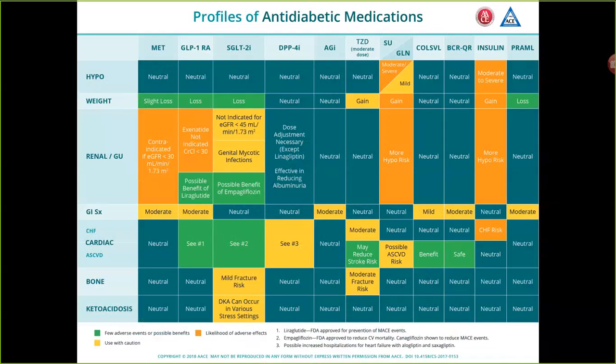The other thing that we liked about this too is it has profiles of all the different medications. It has them listed by drug class, and it talks about what the hypoglycemia risks are, what the weight, renal or GU effects might be, that type of thing. And so this is a nice list to look over, and maybe even something that you could talk to patients about for some shared decision making.